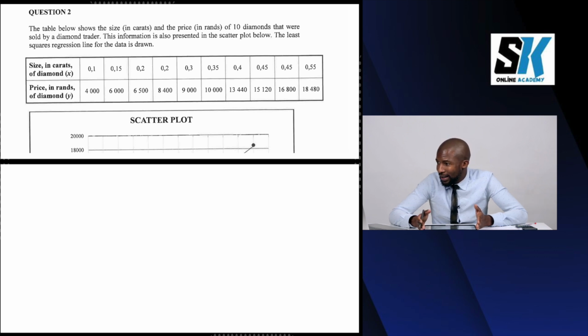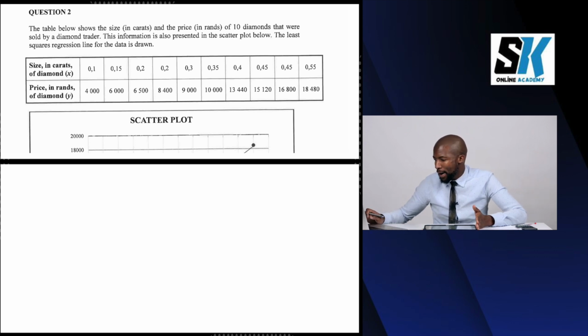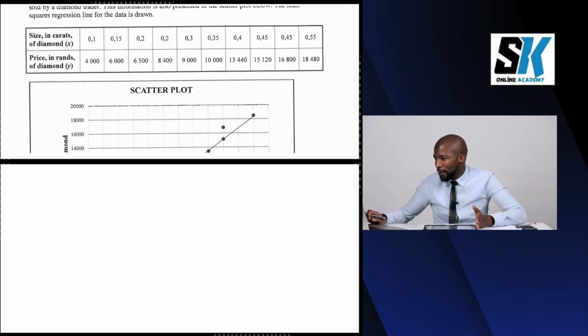The least squares regression line for the data is drawn. So we have our data there. The size in carats of diamonds is your X values. The price in rands of the diamonds are your Y values. So there you have your scatter plot. So yeah, everything is there. So let's go on to the first question, which is 2.1.